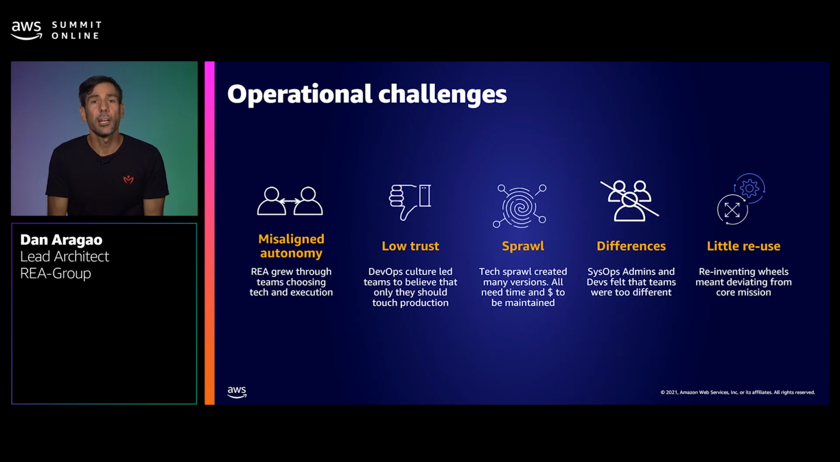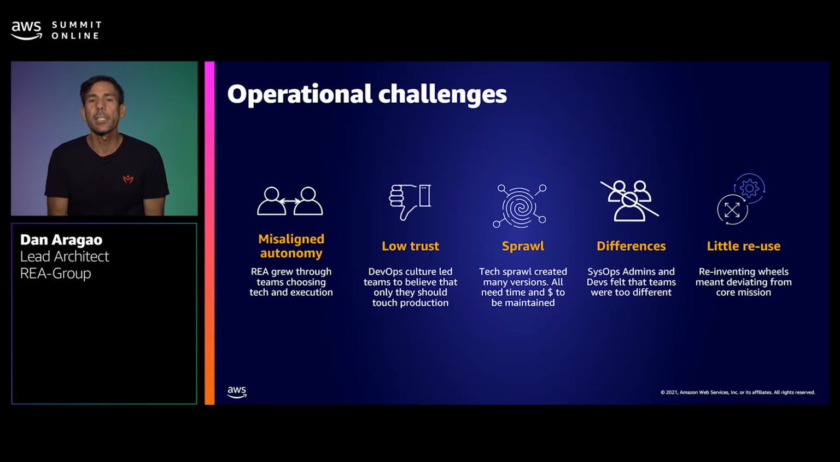Now let's have a look at REA's operational challenges. Some of these challenges are historical. We have grown as a company through extreme autonomy. Teams were allowed to choose their technologies and how they were going to implement it. Another aspect that we had to tackle is DevOps.